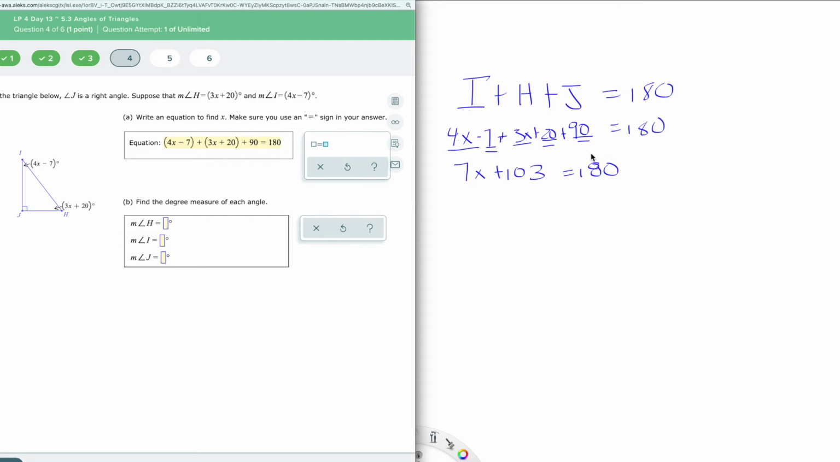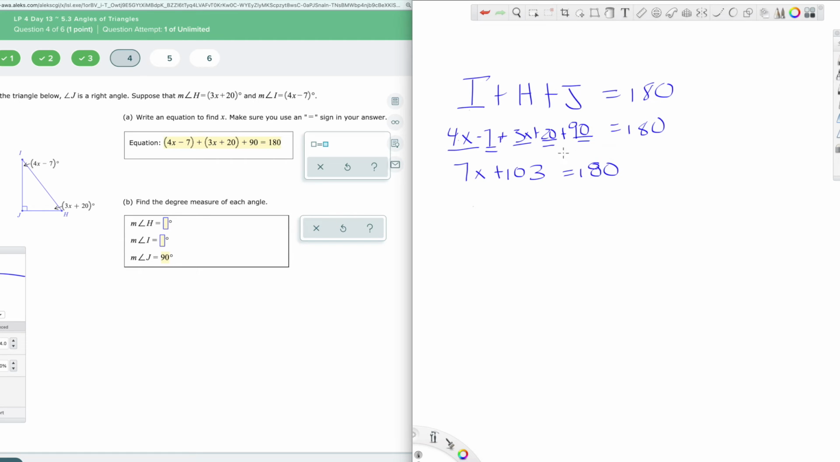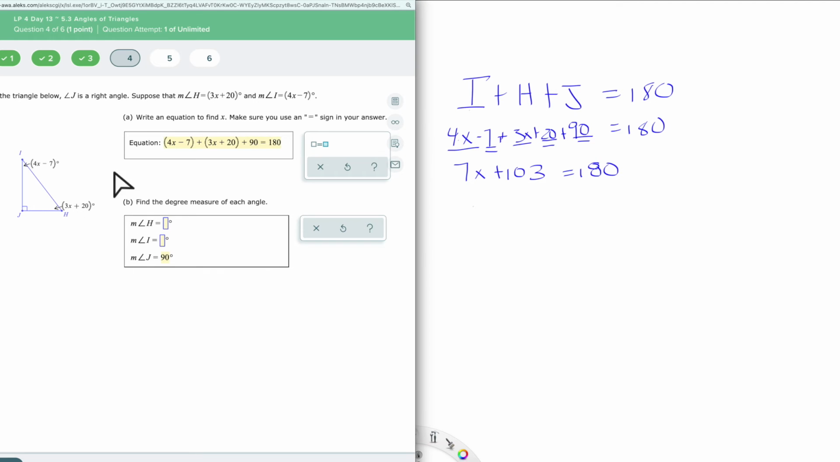Well, I already know angle J equals 90. That's what a right angle means. So I'm just going to fill in H and I here. I have to solve for x because they both have an x in them, and then I'm going to go back and plug it in. It's not actually asking me what is x, but I need x to fill this in so that I can go 4 times whatever x is and then subtract 7, and 3 times whatever x is and then add 20. But if I don't know what x is, I can't do that. So we need to make sure that we solve for x really quick.